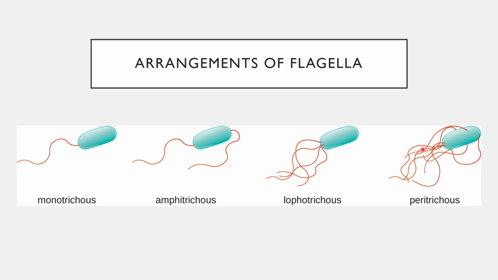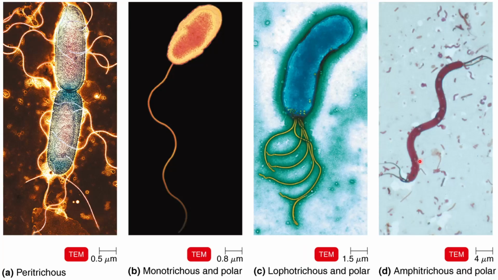So these are cartoon depictions of the different arrangements. And here we have some actual microscopy images of these different arrangements. So peritrichous is disorganized, monotrichous is singular, lophotrichous is multiple, and amphitrichous is either end.